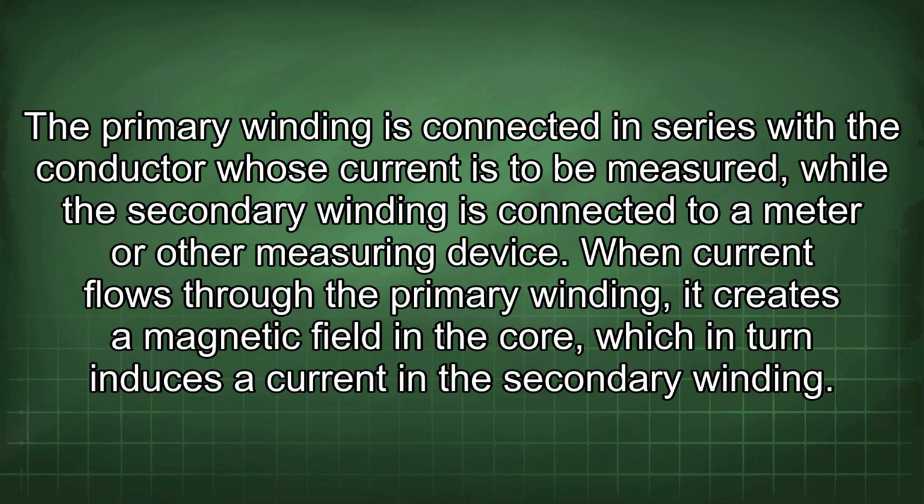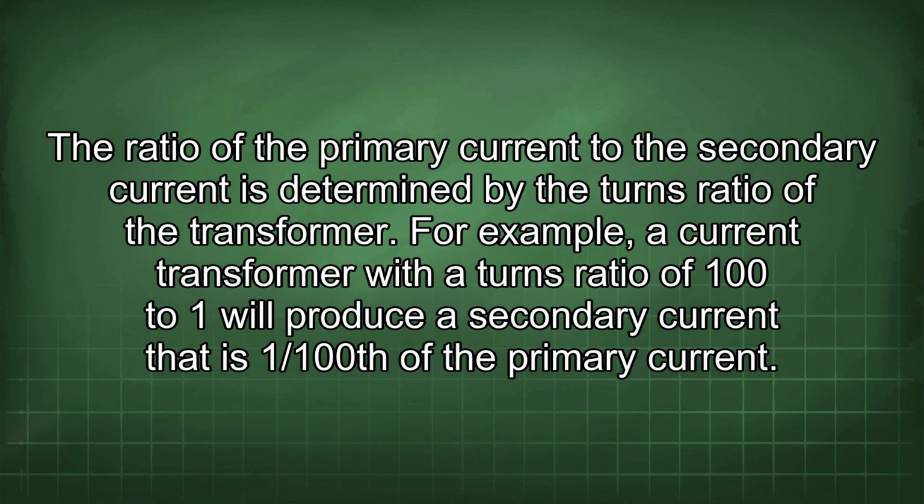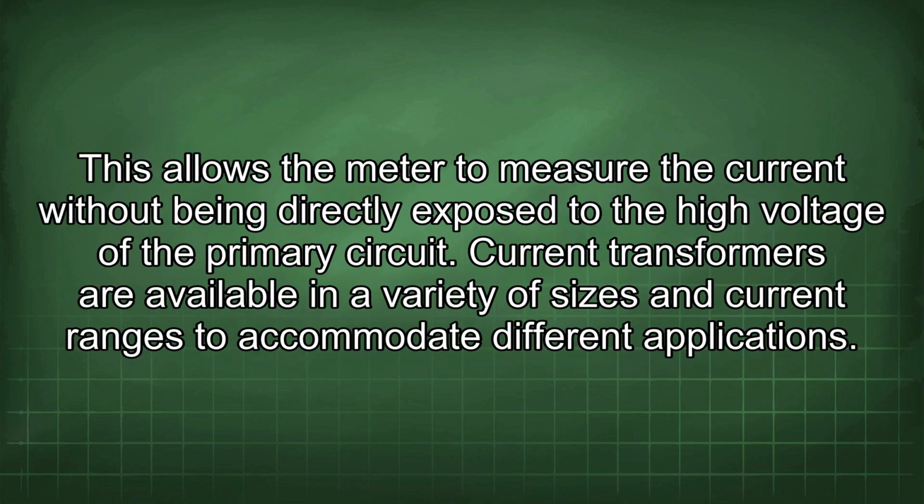When current flows through the primary winding, it creates a magnetic field in the core, which in turn induces a current in the secondary winding. The ratio of the primary current to the secondary current is determined by the turns ratio of the transformer. For example, a current transformer with a turns ratio of 100:1 will produce a secondary current that is 1/100th of the primary current. This allows the meter to measure the current without being directly exposed to the high voltage of the primary circuit. Current transformers are available in a variety of sizes and current ranges to accommodate different applications.